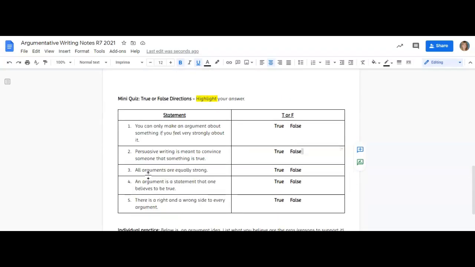has some thinking questions to bring up what you are already thinking when you think of the word argument. The first question is, you can only make an argument about something if you feel very strongly about it. In your mind, think, is that true or false? You can only make an argument about something if you feel very strongly about it. If you answered false, you would be correct.